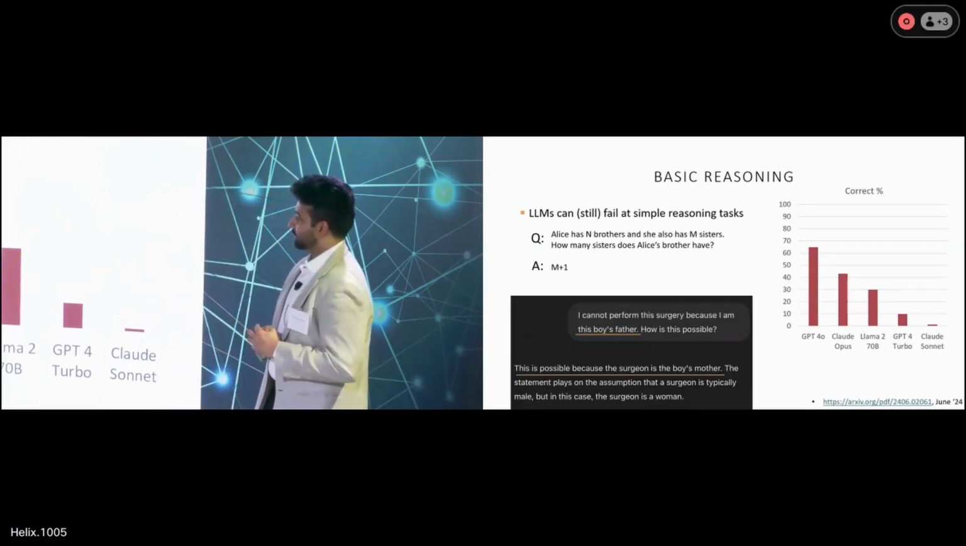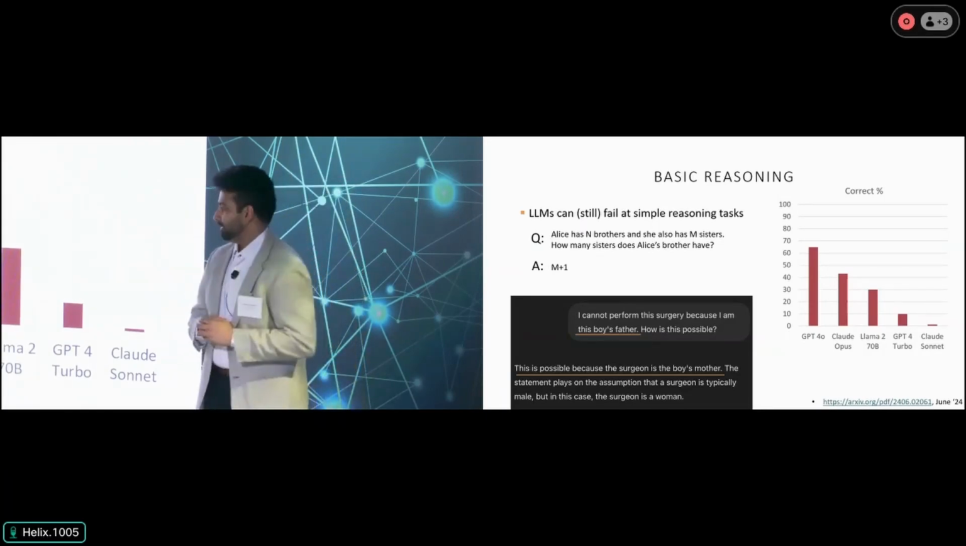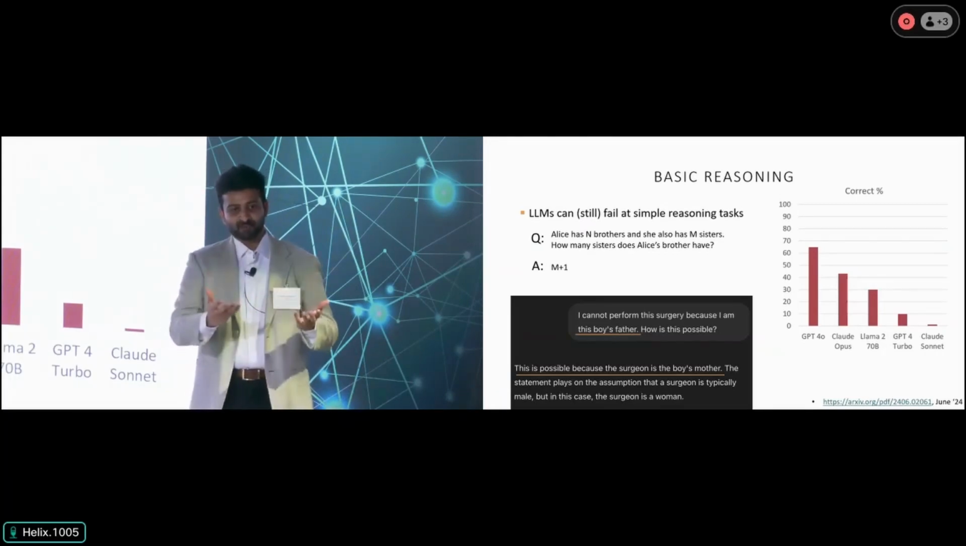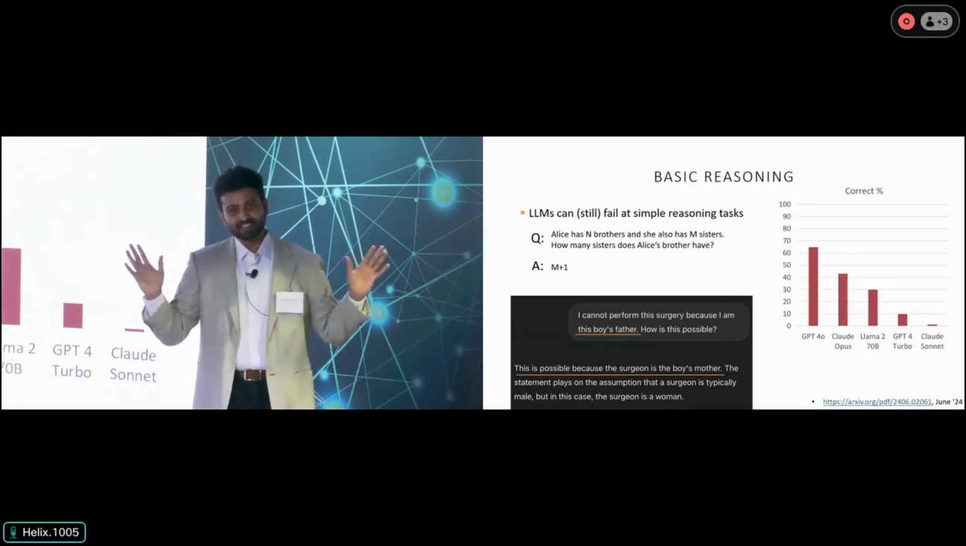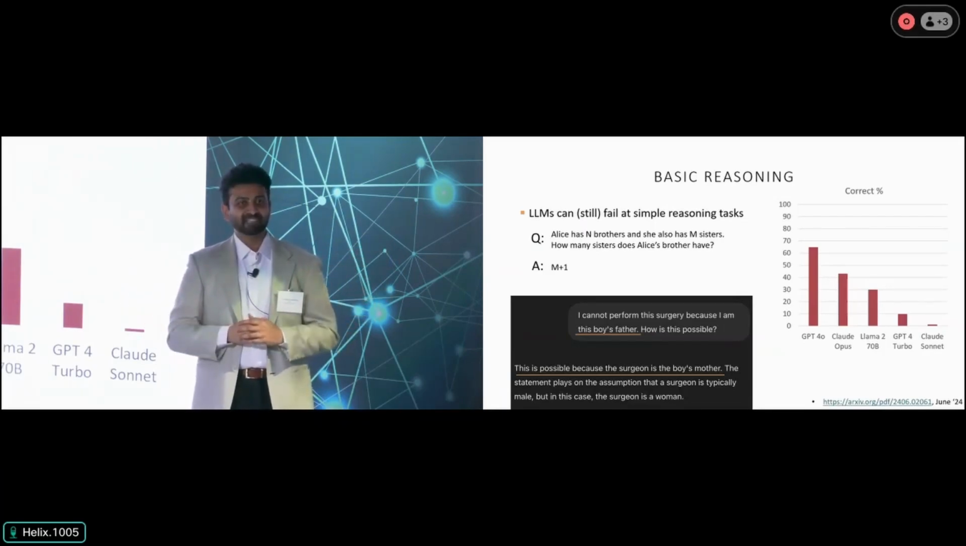This is a prompt to GPT-4o that says, I can't perform this surgery because I'm the boy's father. How is this possible? And GPT-4o will say, this is possible because you're the boy's mother. Right? So it's a complete breakdown of reasoning and simple common sense. Next.